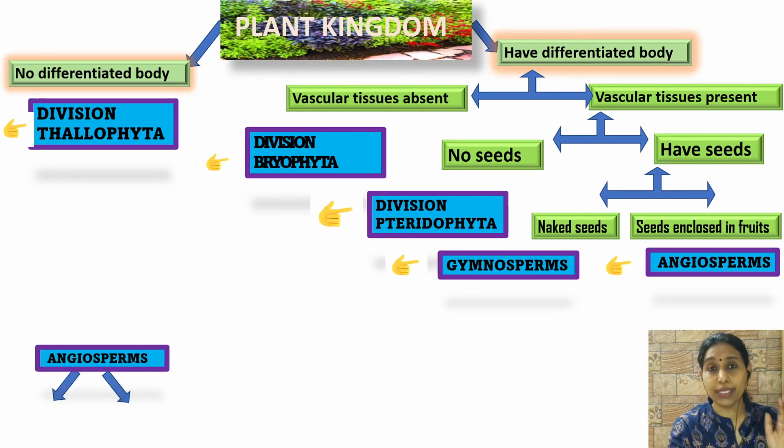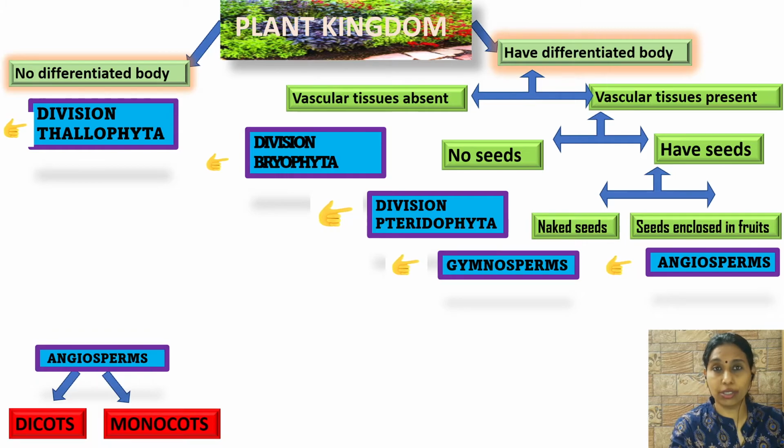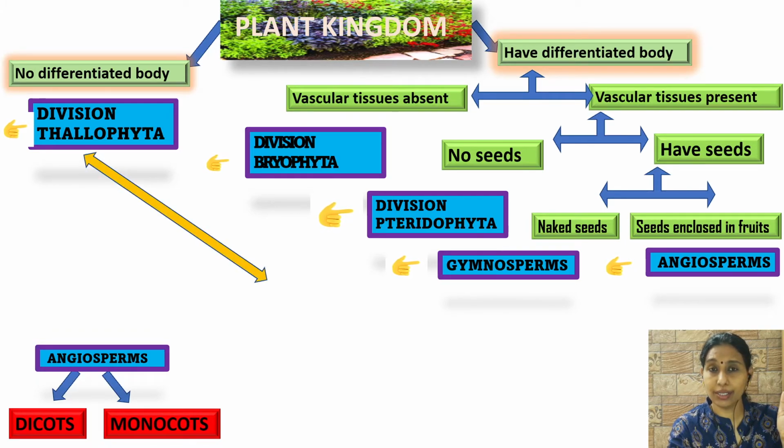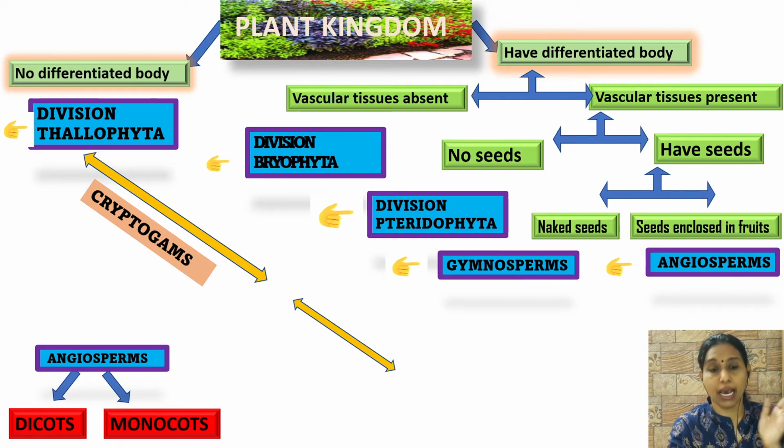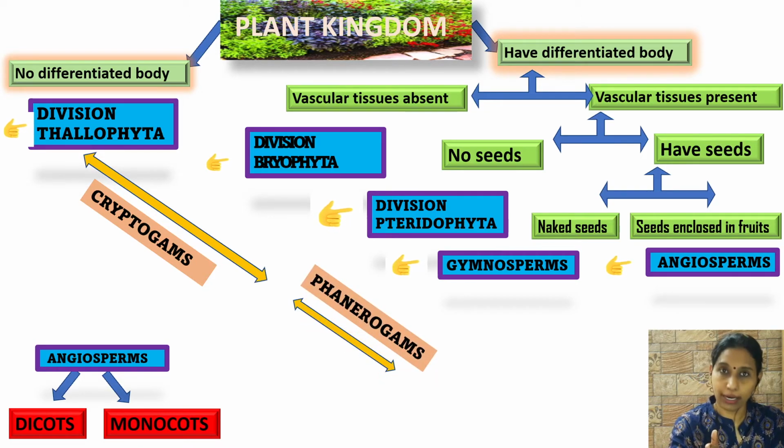Now, Angiosperms itself is subdivided into monocots and dicots. We just saw the difference. So, the first 3 divisions, which have hidden reproductive organs, are called cryptogams, and the last 2, the gymnosperms and angiosperms, are called phanerogams. Fine. So this was the complete picture of the kingdom Plantae.